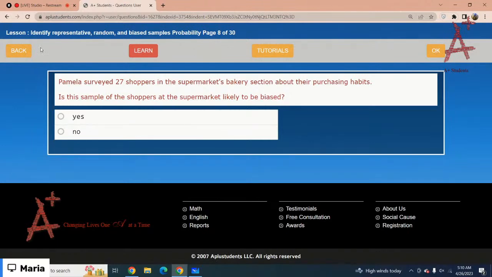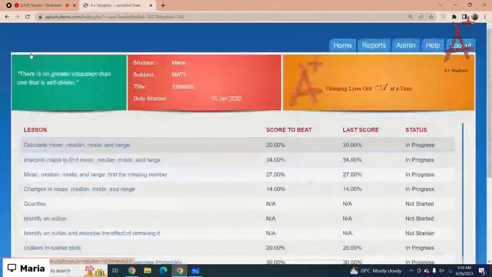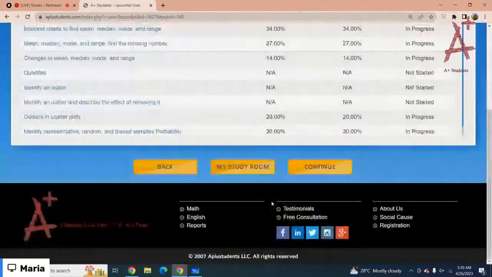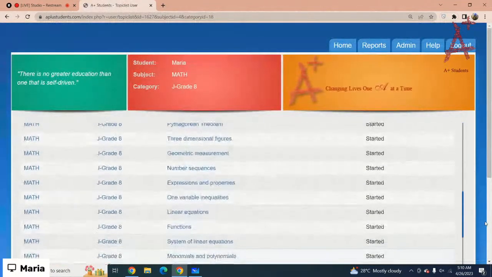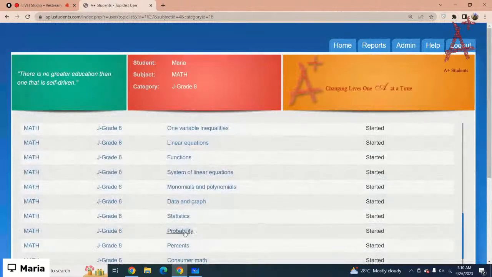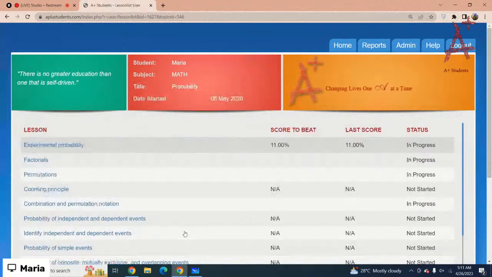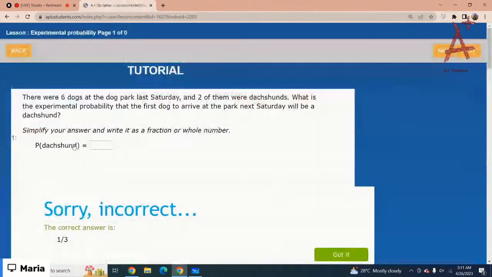So we are done with the chapter on statistics. We're going to start a new chapter that is probability. So let's just start with the new chapter. Okay, I'm going to start a new chapter, probability. Let's just start with the first lesson, that is experimental probability. Okay, let's just start with the first example.